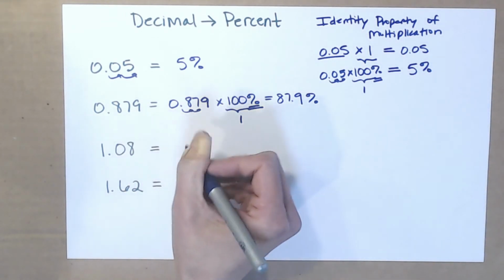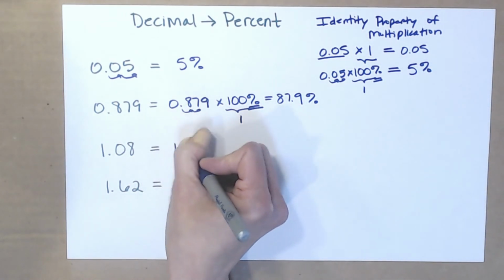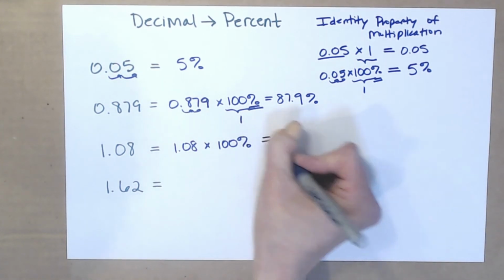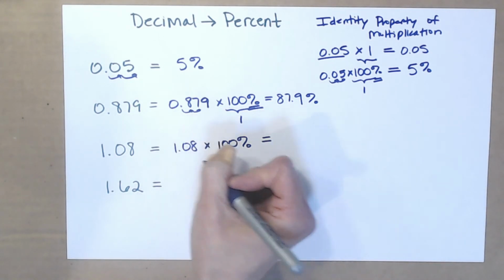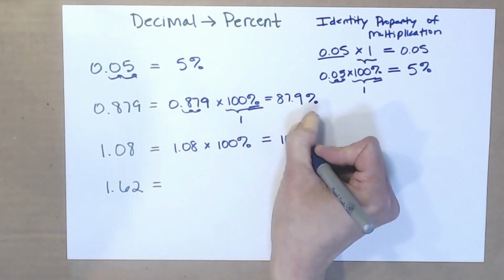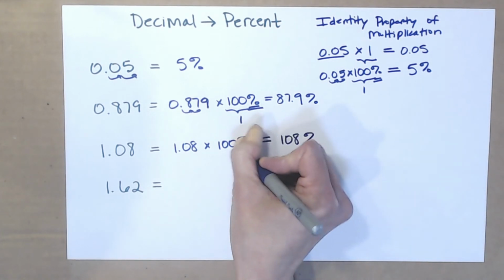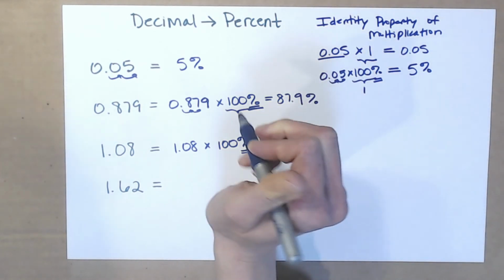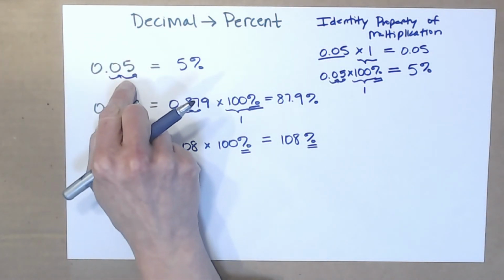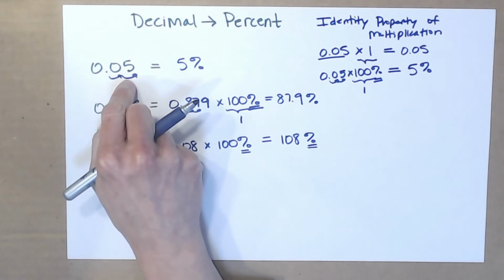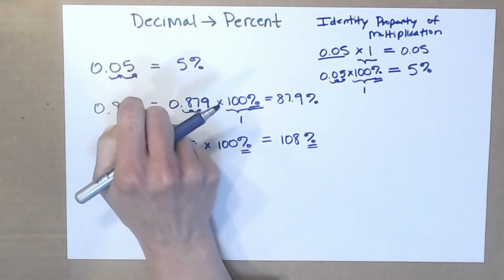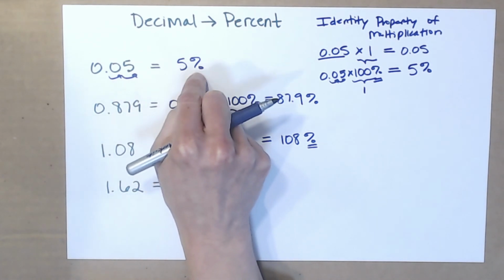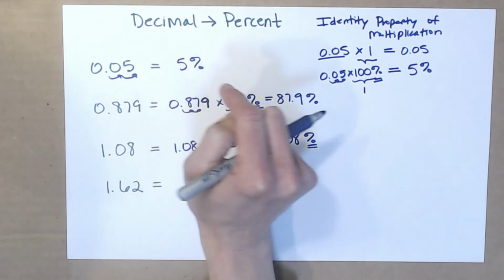So the next one, 1.08. We can think about this as multiplying by 100%. We move the decimal 2 to the right because we're multiplying by 100, and our answer is a percent, 108%. And these, again, we can look at them and they make sense. 0.05. Decimal notation tells us to read that as 5 hundredths because the 5, the last digit, is in the hundredths place. And 5% is also 5 out of 100, 5 hundredths. They mean the same thing.